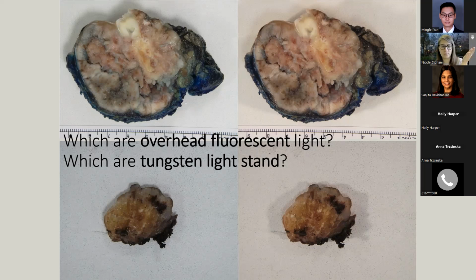So the left is warm or cool? Cool. All right. So that means it's tungsten. No, fluorescent. Sorry. The left is cool, fluorescent. Right is warm, tungsten. Okay, so it's subtle, right? But you can see the differences.